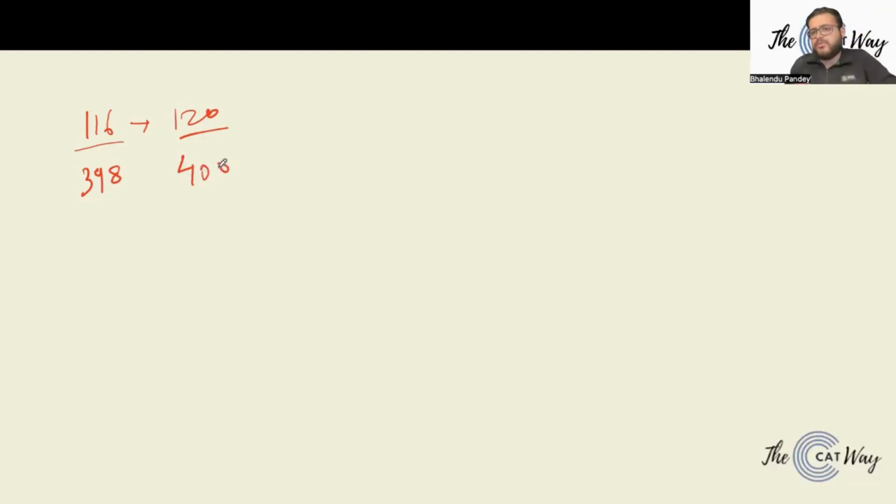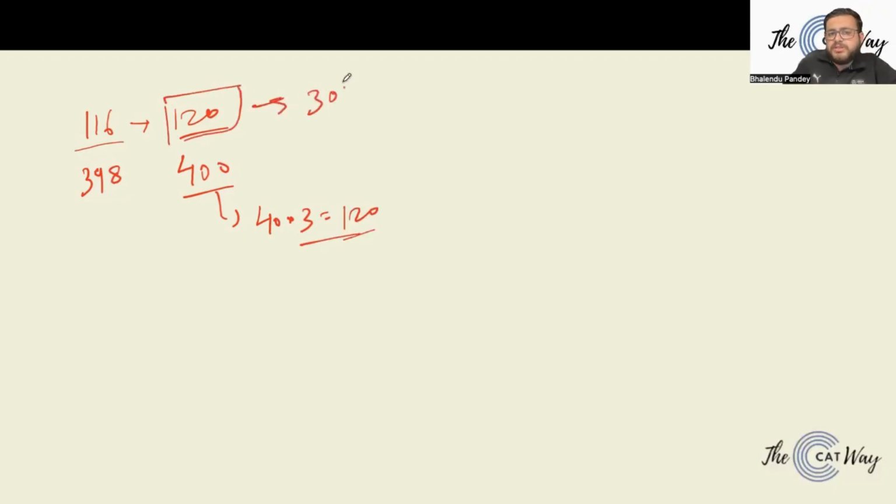Some more questions we'll be trying on this part. For example, let's say we have 116 divided by 398. 116 is somewhere close to 120, and 398 is somewhere close to 400. All these things have to be done mentally. 120 divided by 400 is what we are going for. 10% of 400 is 40. 40 multiplied by 3 we know is 120. So that certainly means that my number is going to be very close to the 30% mark.